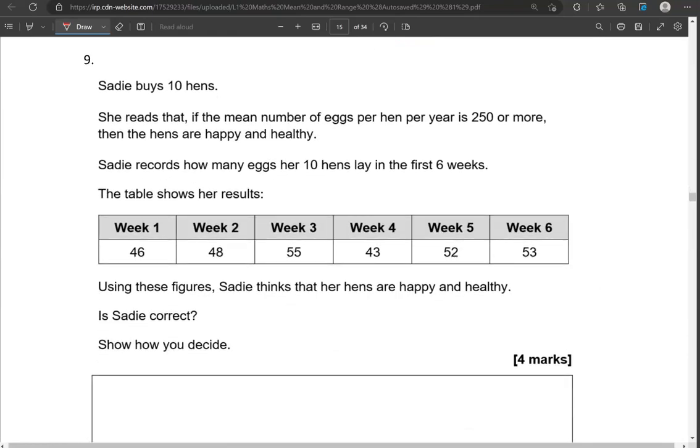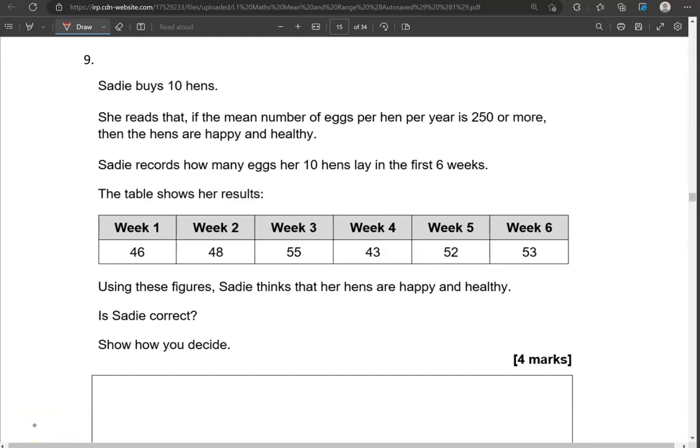Sadie buys 10 hens. She reads that if the mean number of eggs per hen per year is 250 or more, then the hens are happy and healthy. Sadie records how many eggs per 10 hens lay in the first 6 weeks. The table shows her results. Using these figures, Sadie thinks that her hens are happy and healthy. Is Sadie correct? Show how you decide.